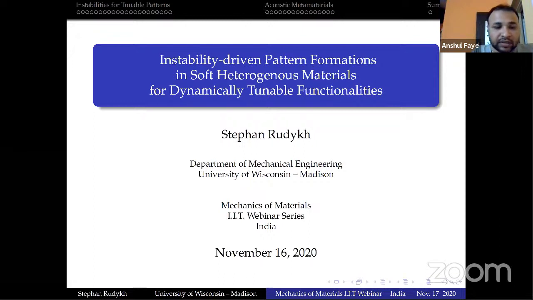His research mainly focuses on mechanics and physics of soft microstructural materials, including soft active materials, bio-inspired materials, switchable functional composites, and biological tissues. He uses a combination of analytical and computational approaches, as well as 3D printing and experiments to understand nonlinear behavior of these materials. So today he will be talking about instability-driven pattern formations in soft heterogeneous materials for dynamically tunable functionalities. So over to you, Professor Stephen.